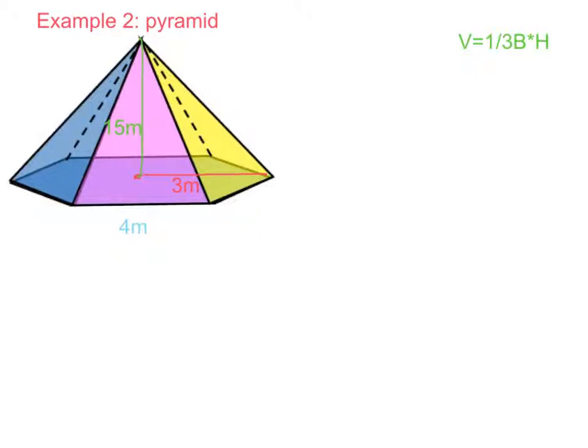Okay, so here we have another example. This one is a pyramid, and as we look at the pyramid, we can see it's got a polygon base. In this case, it's a hexagon. Alright, 6 sides. You can count them up if you don't believe me. Looking a little bit more, we can see that the uniform side length is 4 meters, the apothem is 3 meters, and the height of the pyramid itself is 15 meters.